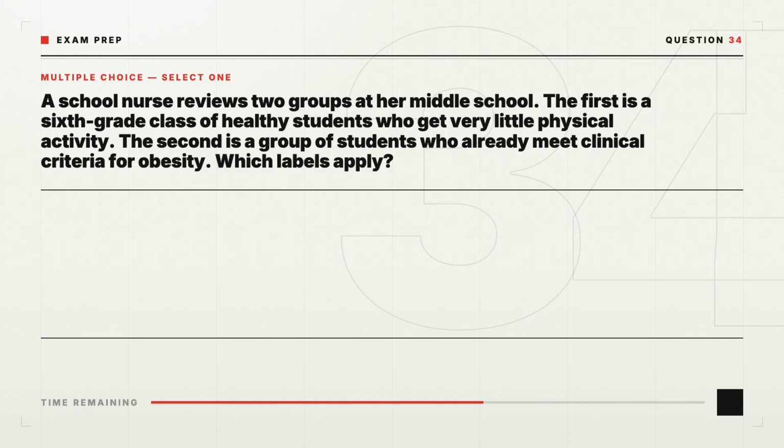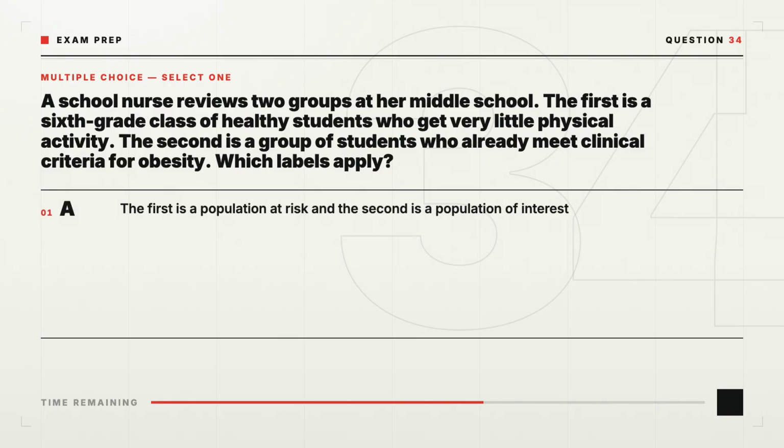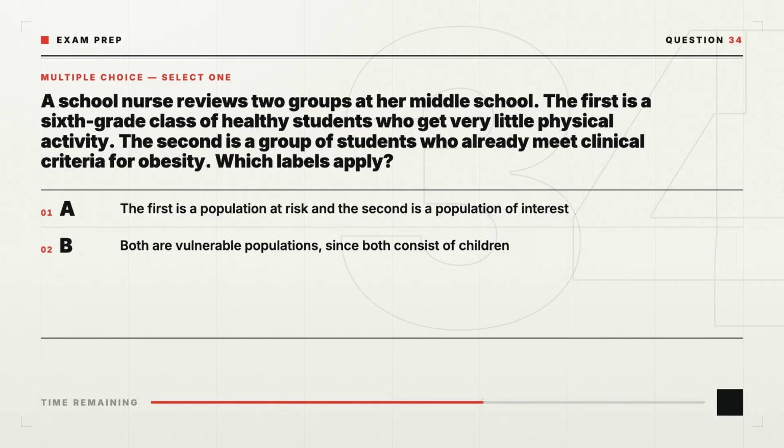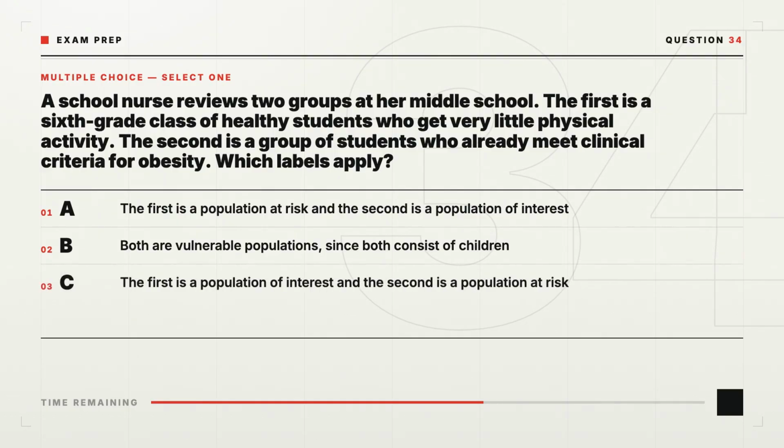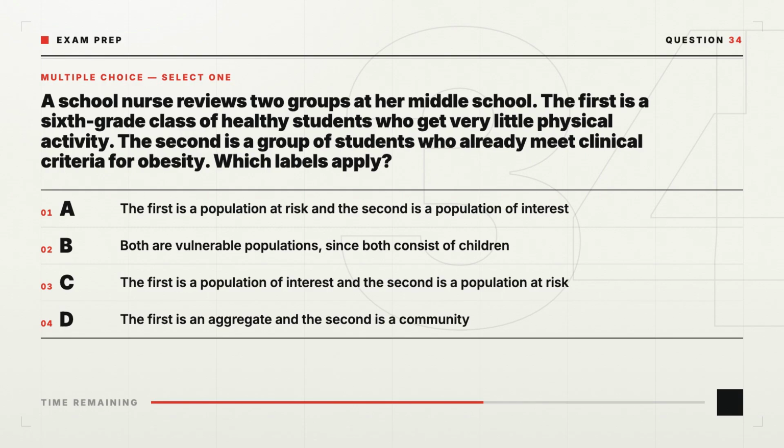Which labels apply? Your options are A. The first is a population at risk and the second is a population of interest. B. Both are vulnerable populations since both consist of children. C. The first is a population of interest and the second is a population at risk. D. The first is an aggregate and the second is a community. Take a second. Which answer would you pick?